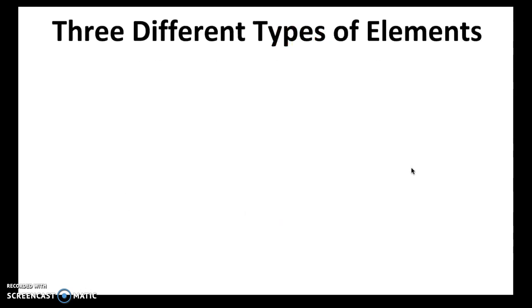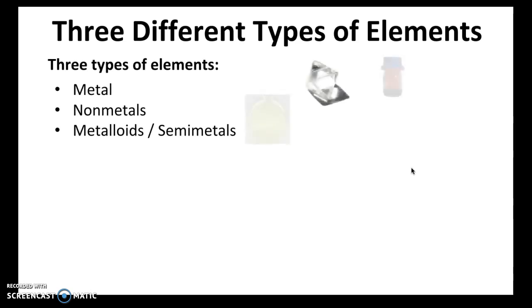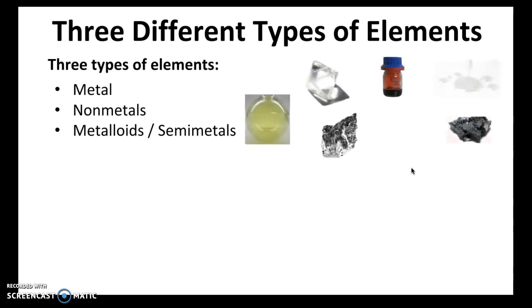Okay, so different types of elements. There are three, and you've heard of these types before. You should have, at least through the homework. Metals, nonmetals, and metalloids, which are also known as semi-metals. So here we have images of samples of different types of elements, and some of these are metals, some of these are nonmetals, and some of these are metalloids.